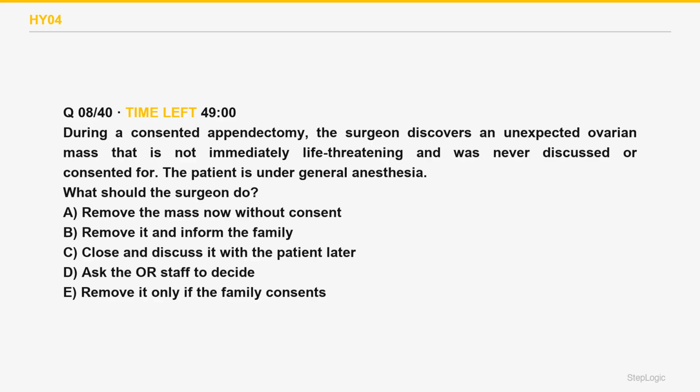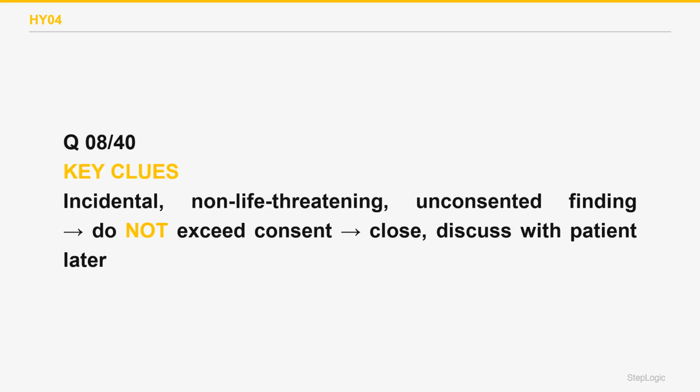No emergency means no authority to go beyond the consent. Consent covers only the agreed-upon procedure. Because the ovarian mass is not an emergency, the surgeon has no authority to remove it without the patient's consent. The right course is to finish the consented operation, then discuss the finding with the patient once she is awake, so she can make an informed decision. Operating beyond consent without an emergency is battery.